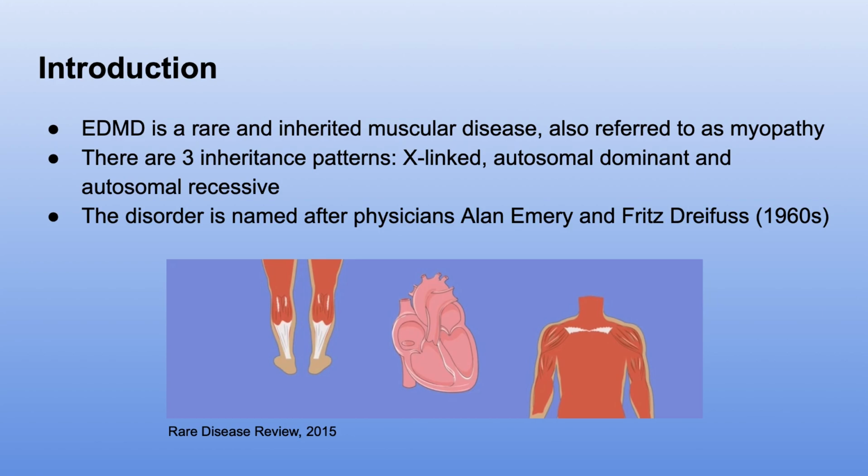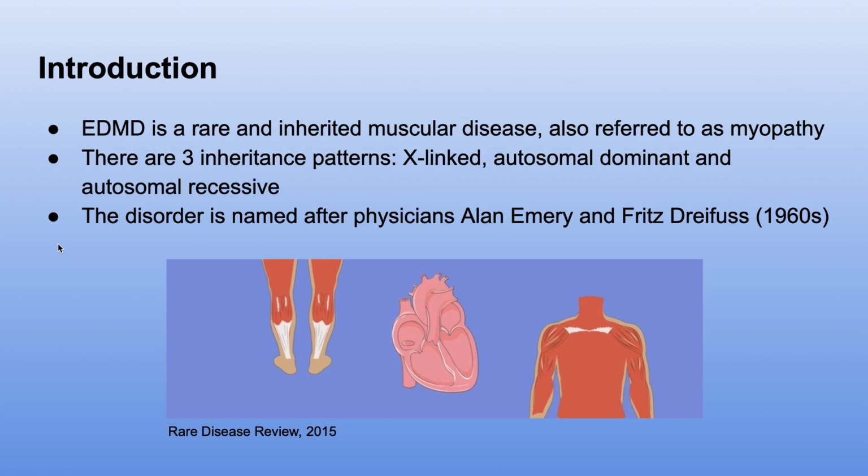For autosomal dominant, that involves one parent passing down the trait to their child, but girls can be affected by this too, not just boys. And for autosomal recessive, both parents are passing down a trait to their child. The disorder is named after two physicians, Alan Emery and Fritz Dreifuss, from the 1960s, due to them working on a case of muscular dystrophy with a family from Virginia.